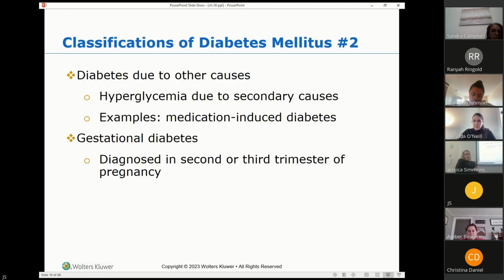Diabetes due to other causes: you could have hyperglycemia due to secondary causes. An example would be medication-induced diabetes. What is a medication that increases your blood glucose? Prednisone. Glucocorticoids. Absolutely. And then you have gestational diabetes, which is diagnosed in the 2nd or 3rd trimester of pregnancy. Just because you have gestational diabetes does not mean you are diabetic for the rest of your life. But it does put you at a higher risk for developing type 2 diabetes later on in your life.